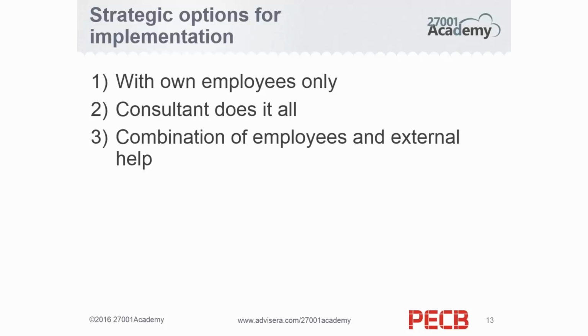Now the third option is something that is becoming more popular lately, and this is something that we at 27001 Academy are focusing on, and this is the combination of the first two approaches. So basically what this third approach is all about is that your employees are implementing the standard, but that you get all the know-how and all the knowledge and support from someone from the outside.